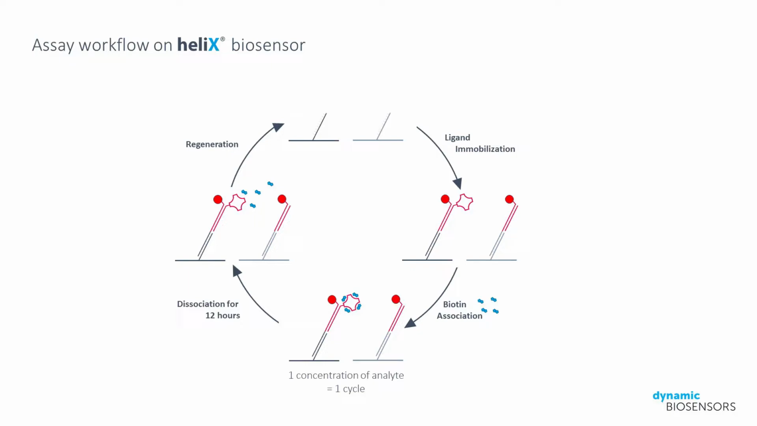Since the experiment is pretty long, we are going to use only a single concentration of biotin equal to 200 nanomolar, just to ensure we have a saturated surface before dissociating. With this experimental plan in mind, I will now show you how to easily set up our planned tight binder assay in the heliX software.